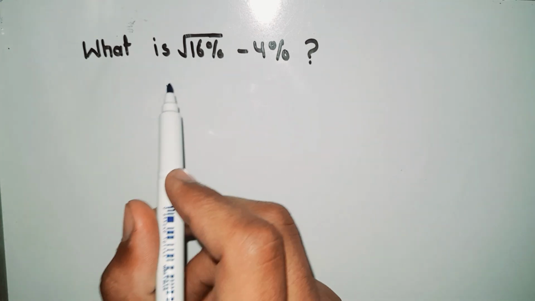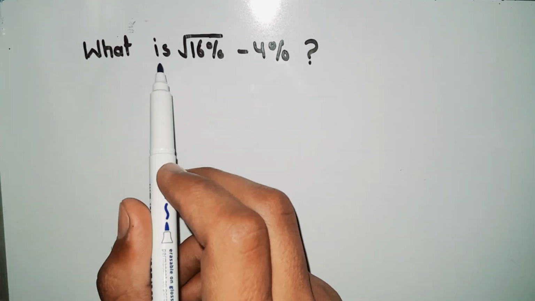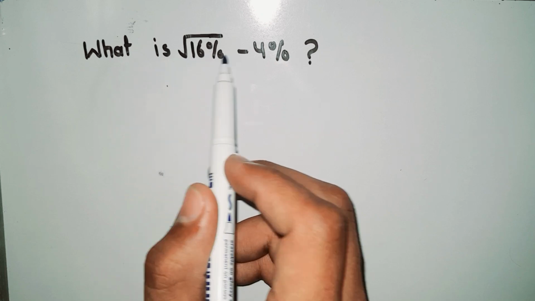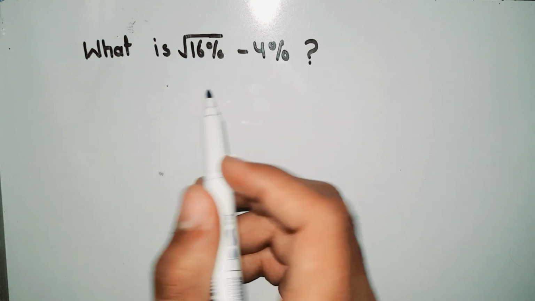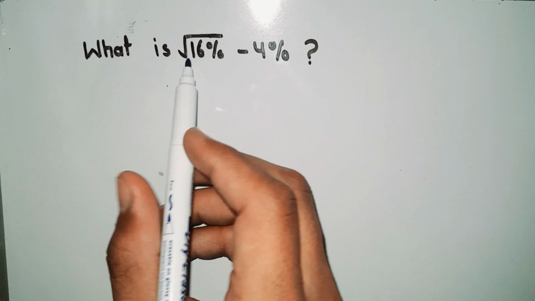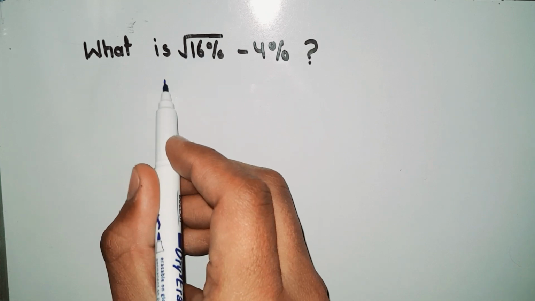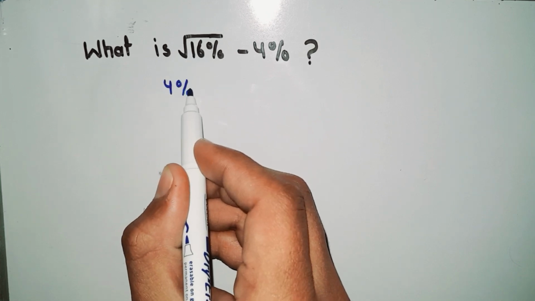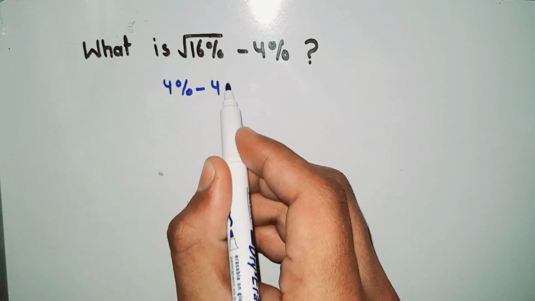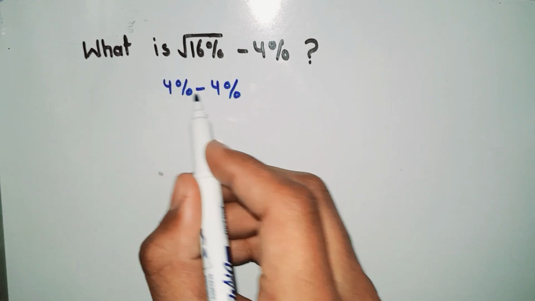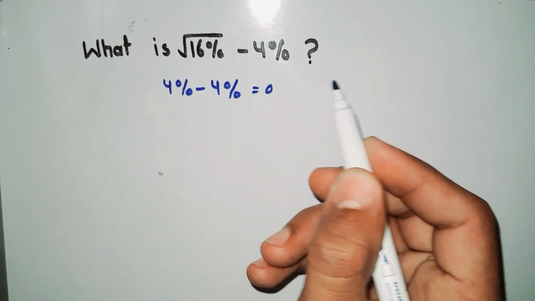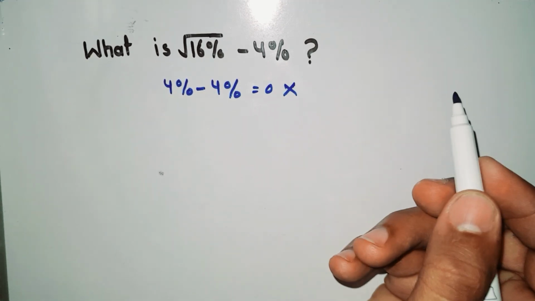In this video we are going to solve this problem: what is the square root of 16% minus 4%? Most people do this as square root of 16 means 4% minus 4%. So 4% minus 4% is equal to 0. Wrong. This is not the answer.